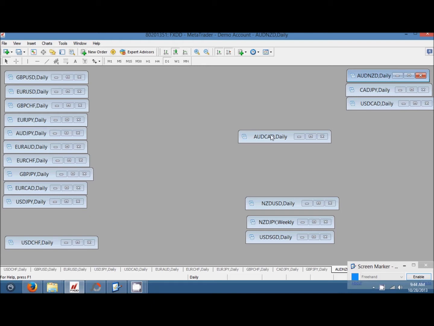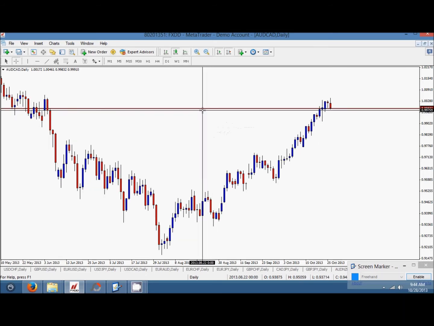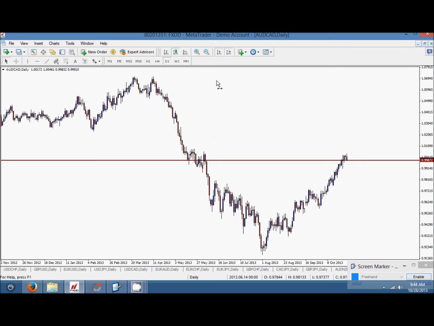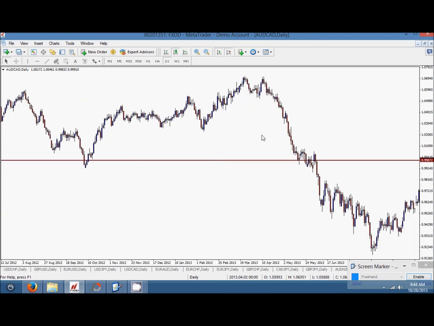We'll be looking at the Australian dollar, Canadian dollar, and the daily chart, and I'll also be giving you a trade update on the New Zealand dollar, yen, which I'm currently in. So for the AUD, CAD Daily, we've been looking at this chart quite a bit lately for a very good reason. That reason is that this support resistance zone right here has been strong and been tested time and time again, and we can expect the same thing to happen again.